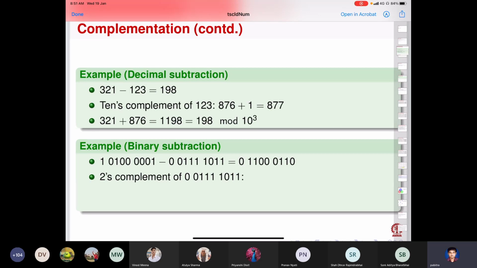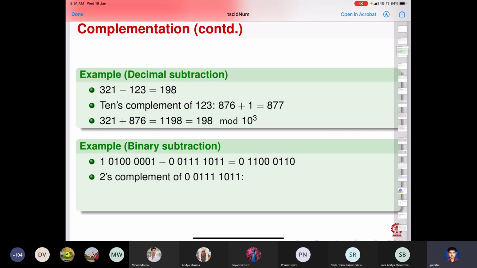Okay, so let's take this. These are two binary numbers, and you want to subtract one from the other. This is the answer. And if we take the second binary number, its 2's complement is 0, 0, 1, 1, 1, 0, 1, 1.